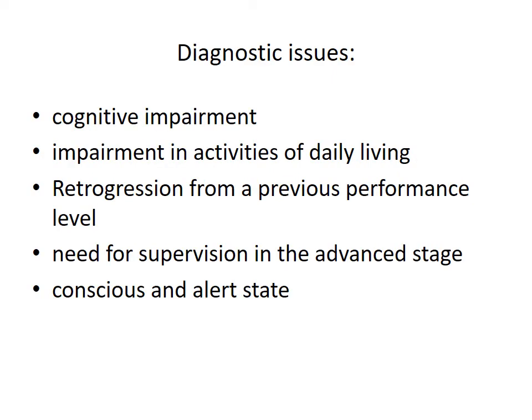So we need 5 things when we want to diagnose dementia. The first one is cognitive impairment, impairment in activities of daily living, a retrogression from a previous level of performance, need for supervision in the advanced stages, and the patient must be conscious and alert. It's important to say that because if the person is not conscious and not alert, then the diagnosis will be delirium, not dementia. So it's important. Delirium is acute confusional state.